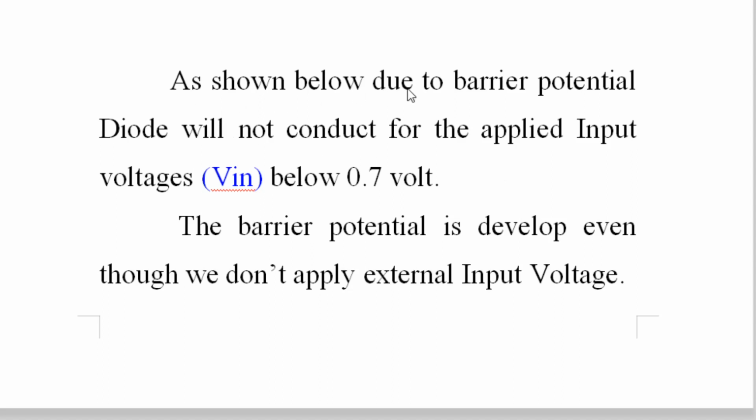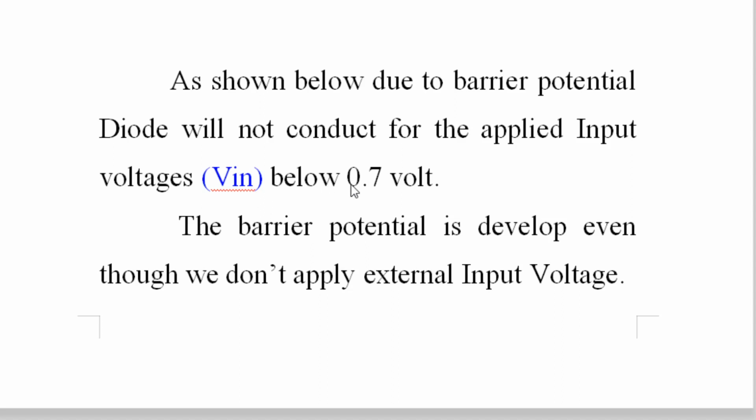As shown below, due to barrier potential, the diode will not conduct for applied input voltages V in below 0.7 volt. So this line is important. As shown below, due to barrier potential, the diode will not conduct for applied input voltages below 0.7 volt, because of the magnitude of the barrier potential.